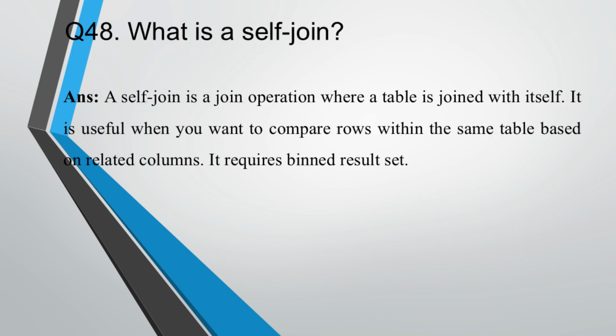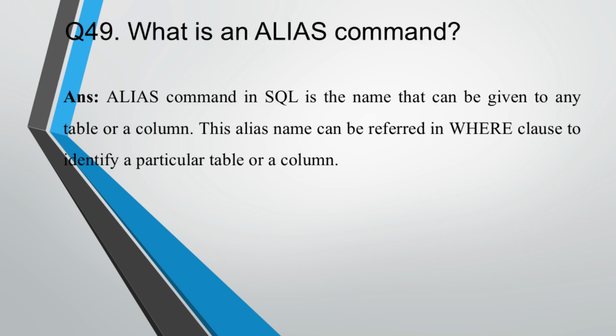What is a self-join? A self-join is a join operation where a table is joined with itself. It is useful when you want to compare rows within the same table based on related columns. What is an alias command? Alias command in SQL is the name that can be given to any table or a column. This alias name can be referred in where clause to identify a particular table or a column.